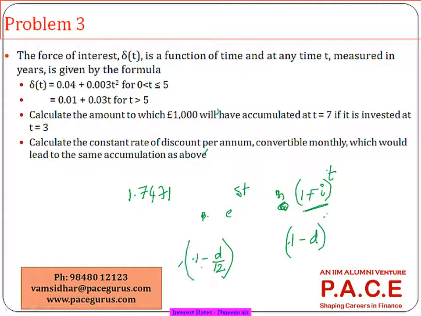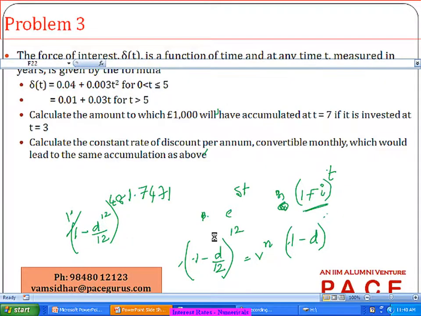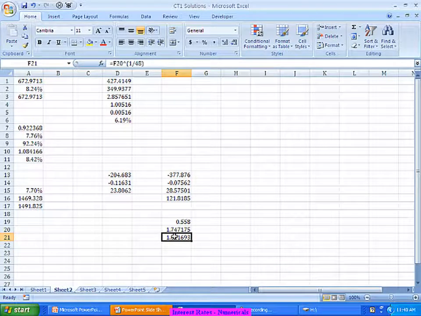1 minus d12 by 12 to the power 12. This should be nothing but the discount factor, v to the power n. But I need the accumulation factor, which is the reversal of this, which means I'll actually take it as 1 minus 1 by this to the power 48. So first let me find out the 1 by of that before I do this.